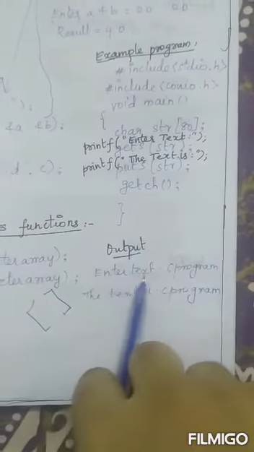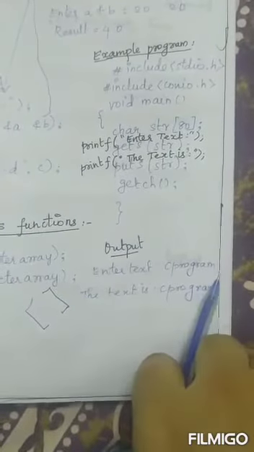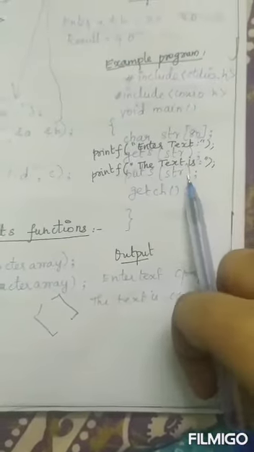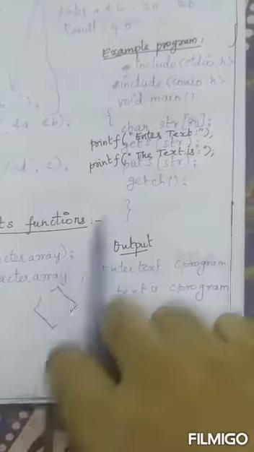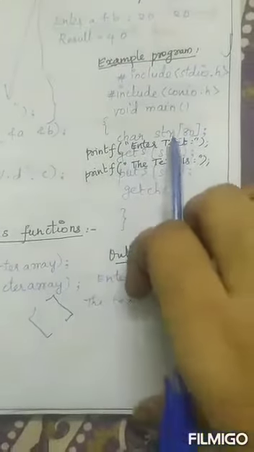As you see my output, you can get a clear understanding. First the printf statement appears, enter text. I have given the words C program. Next printf, the text is C program. So that's also very simple, but you have to understand it clearly: what it represents, and why we are using an array here, since we are going to enter a string and the number of characters it contains.